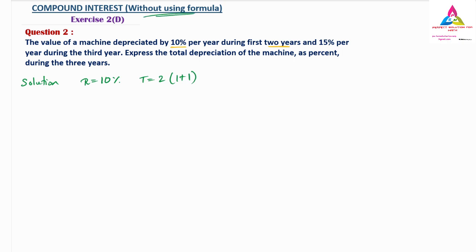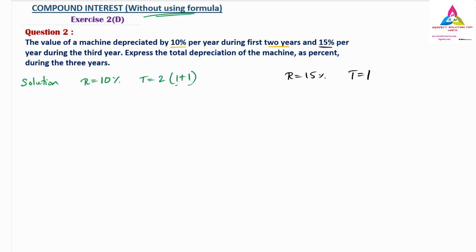We can't use the compound interest formula directly, so we will take it as 1 plus 1 because it is 2 years. This is for the first 2 years. After the 2 years, they have given one more rate of interest, 15%. So the rate is increased to 15% for the next year, the third year, which means the time here will be 1 year.